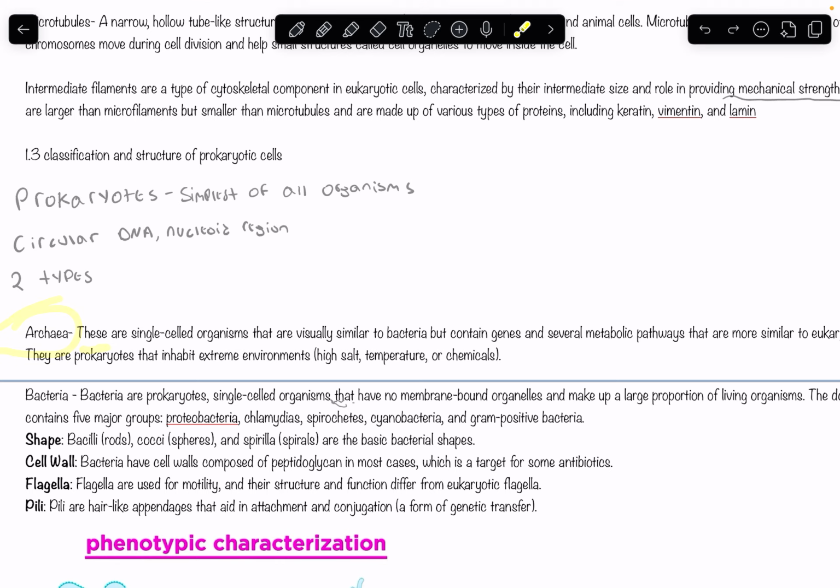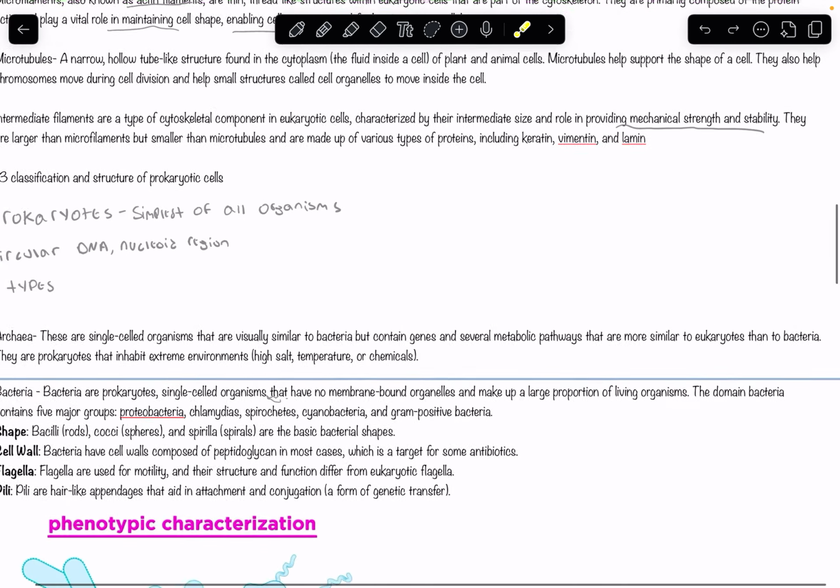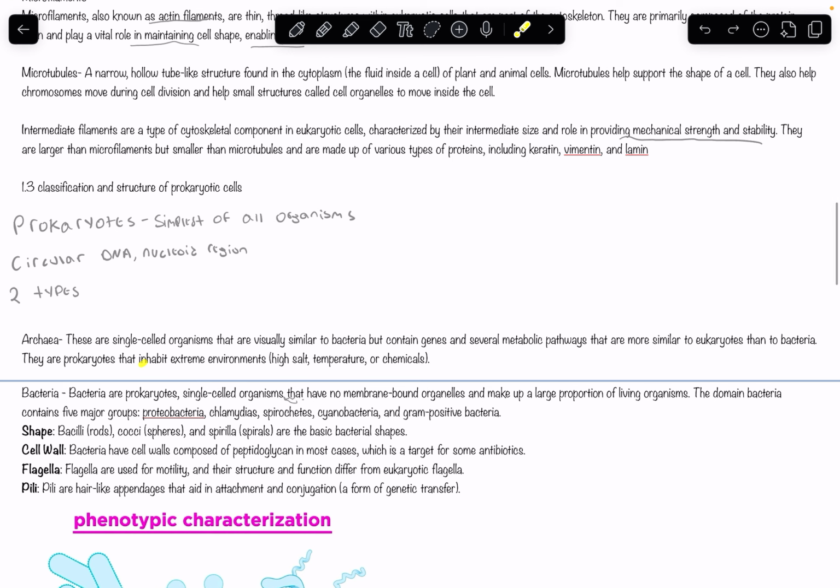Archaea is our first one. What you really need to know about archaea, the most important thing, is they really know how to live in an extreme environment. Hint, hint. I'm not saying anything about a test or whatever, but it's not like I've seen that before. But definitely know that these archaea live in bad environments, right? So they can survive high temperature, high salt, high chemical. That's pretty much the most important part.